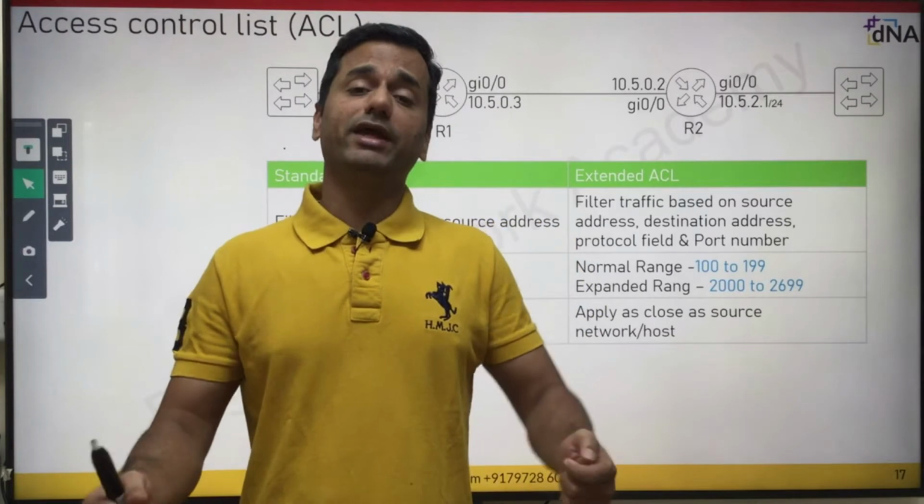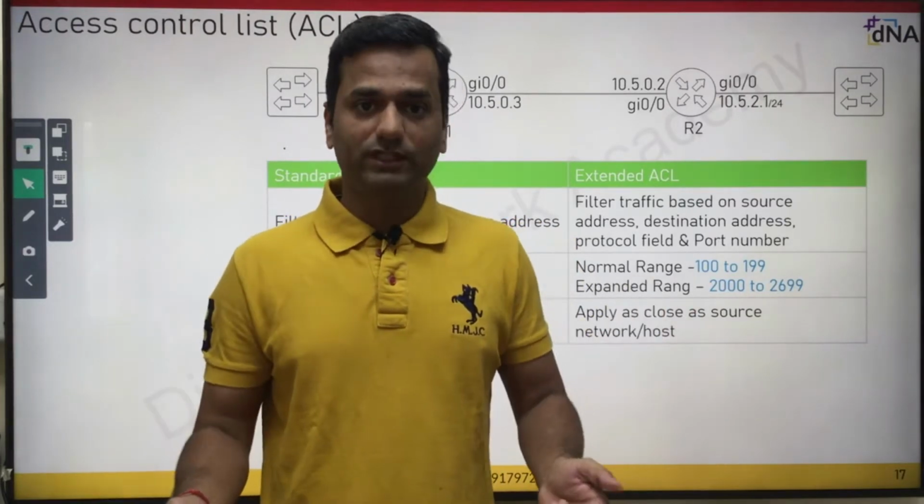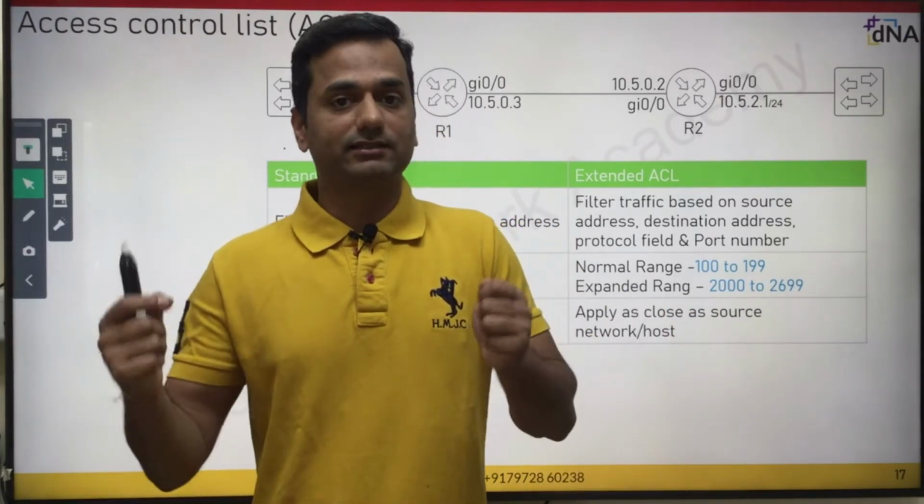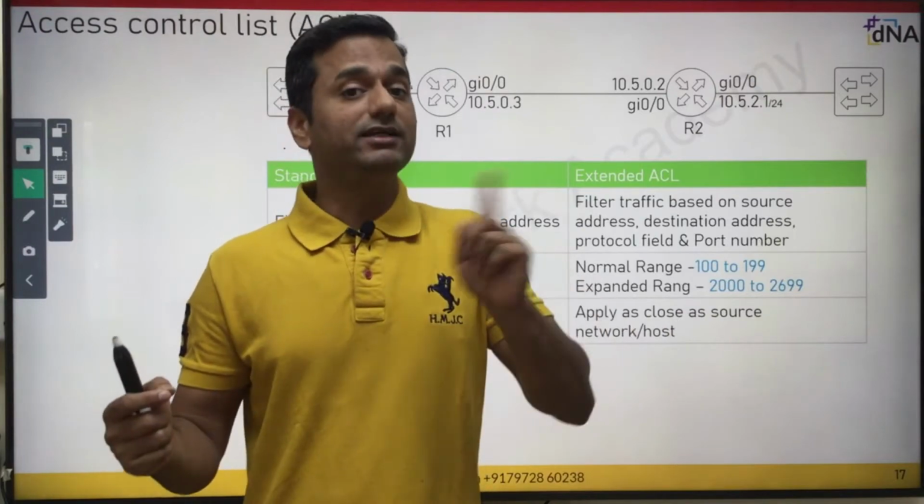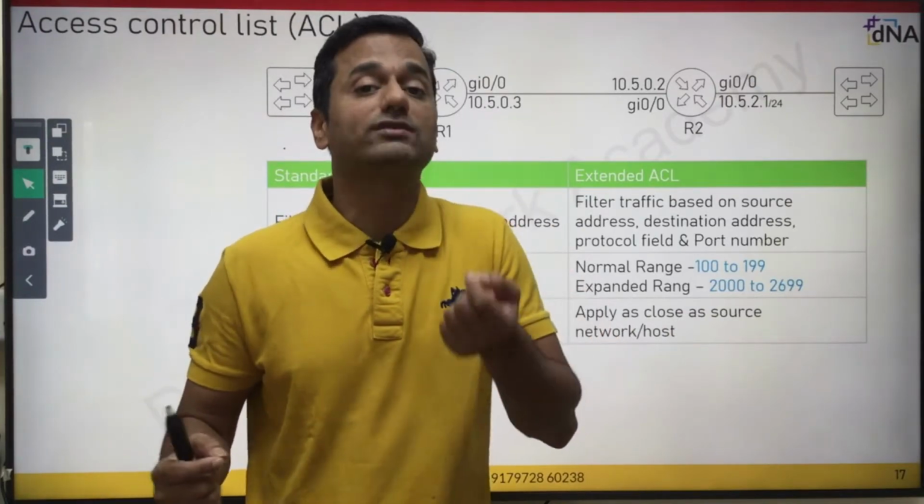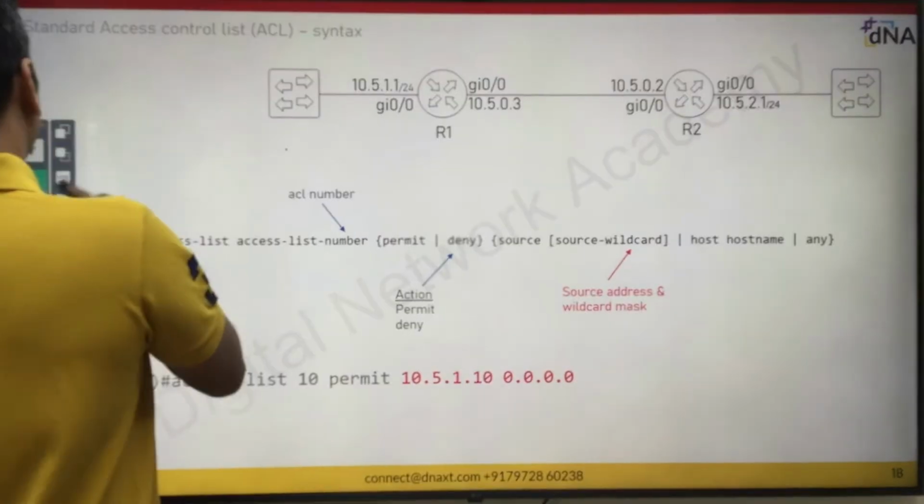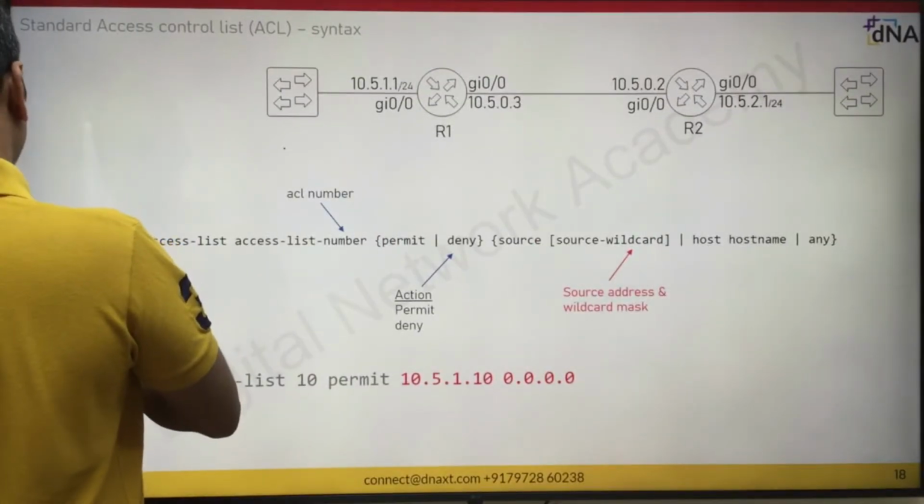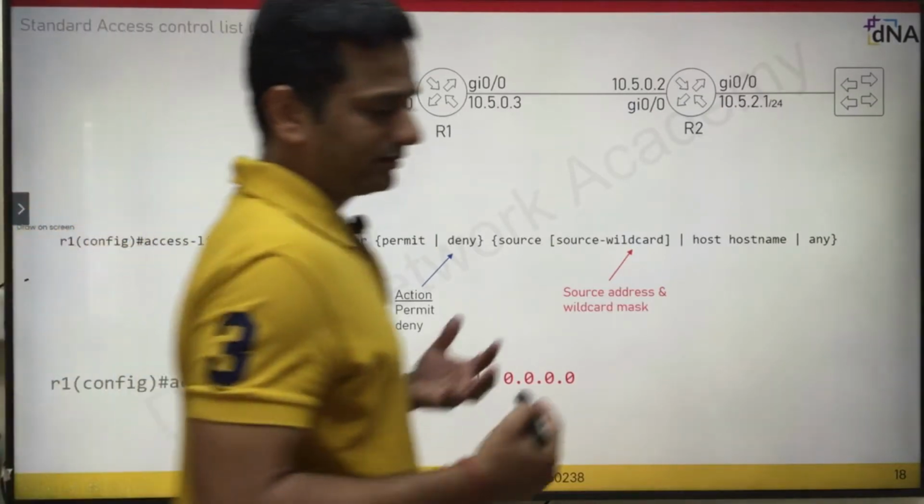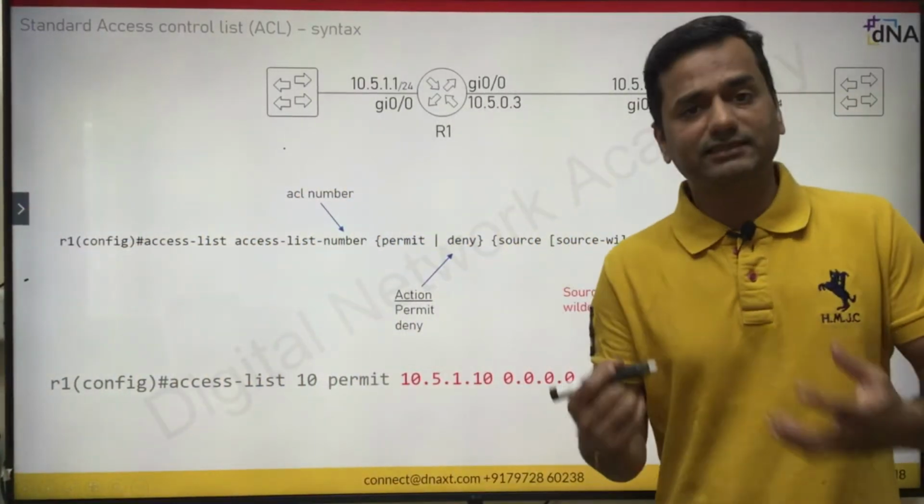So let's today focus on the ACL syntax. Let's first target the standard access control list, where the packet is filtered based on only the source IP address. So let's get started. Now there's a fixed syntax, right? When it comes to the standard access control list and extended access control list, the command line syntax is the same.